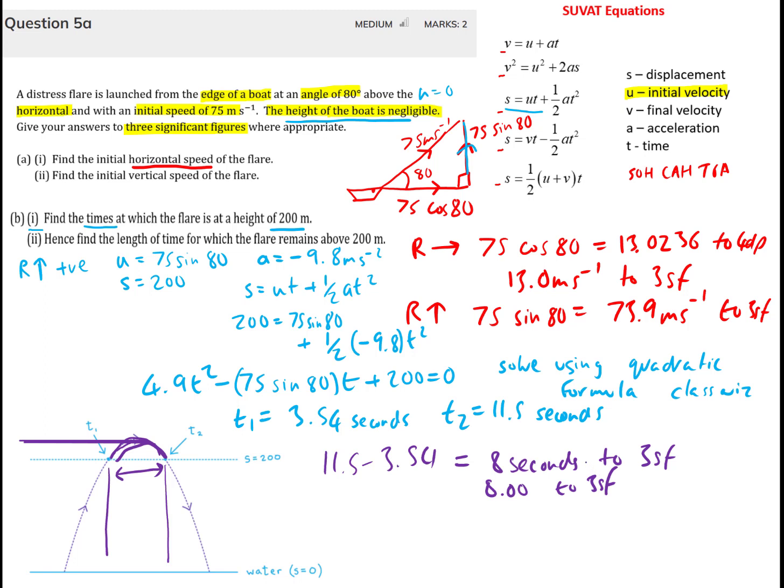And that's if you use the original values for T2 and T1 using this. This is rounded to 3SF here and 3SF here. But if you use original values from here, you will get this answer. So hopefully that makes sense.